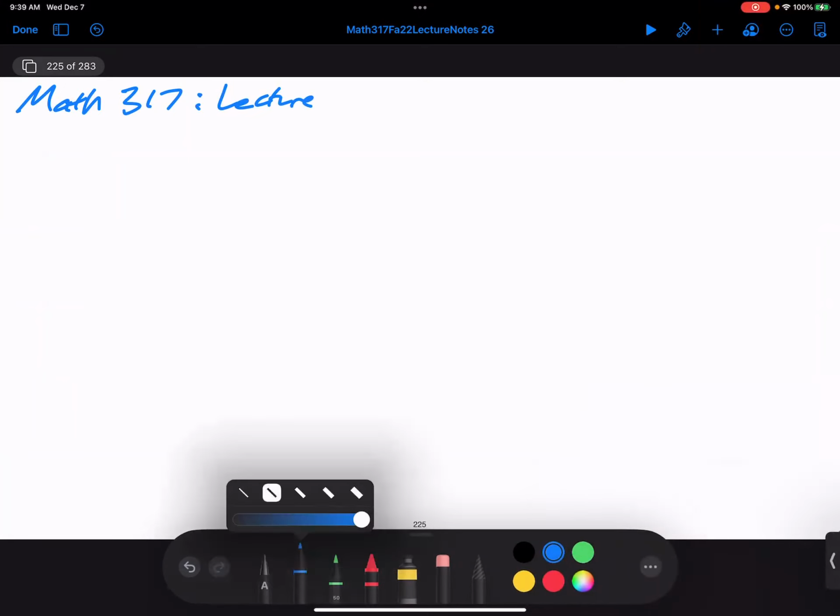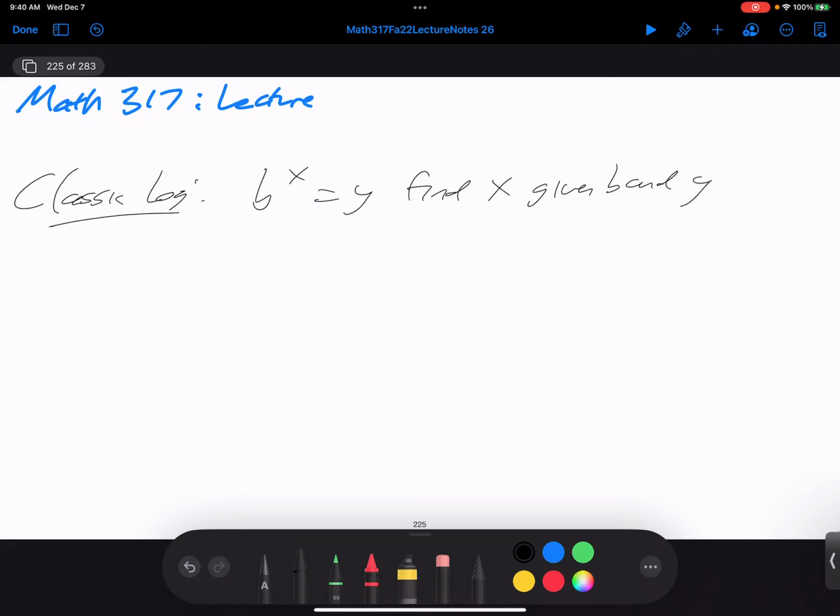So if I give you, this is the classic problem. Say I give you b to the x equals y. Find x given b and y. How would you do this? So everything's a real number. How would you solve this? Yeah, so you get x. So the solution is x is equal to the log base b of y.